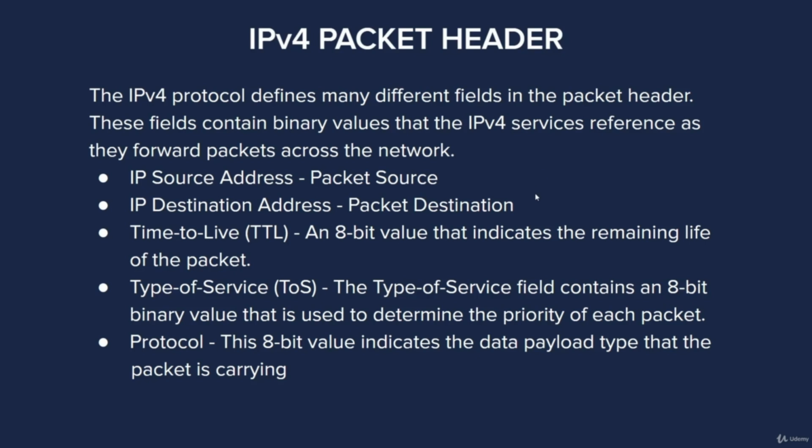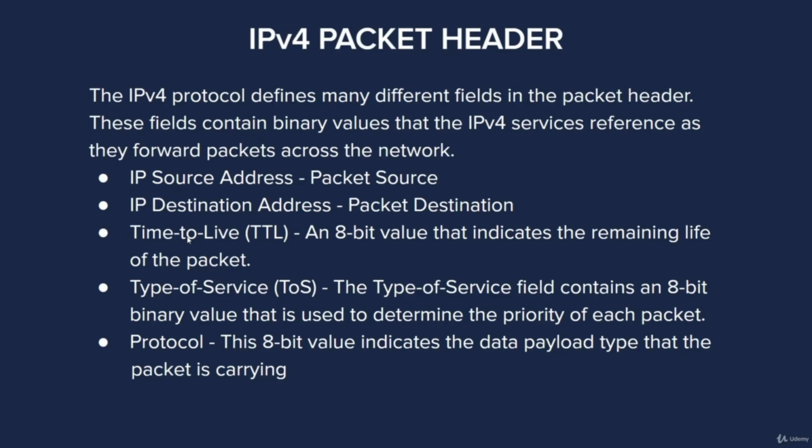All right, so one field is the IP source address. That makes sense. Every packet needs a source address. This points out where the packet is coming from, what device it's coming from. You then have the IP destination address, where this packet is going to, or its destination. You then have the time to live, or the TTL, which is an 8-bit value that indicates the remaining life of the packet. Again, it can be used to calculate the amount of hops through a network and how many devices it's gone through.